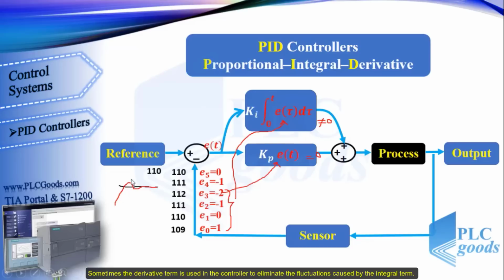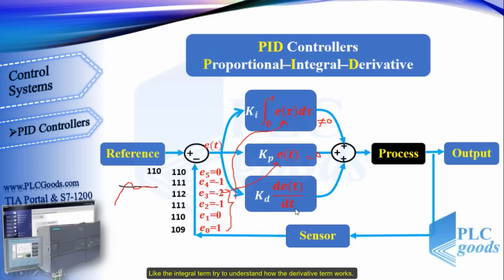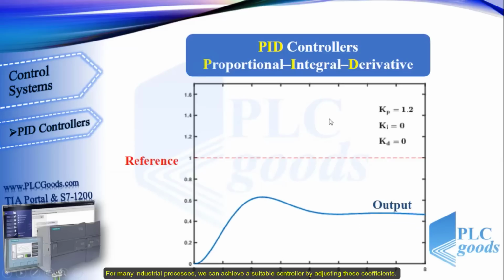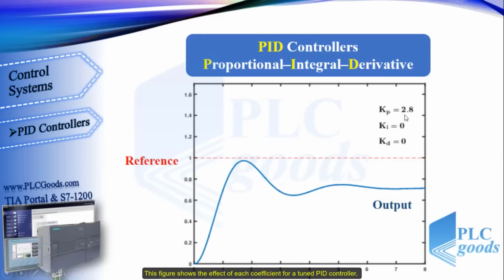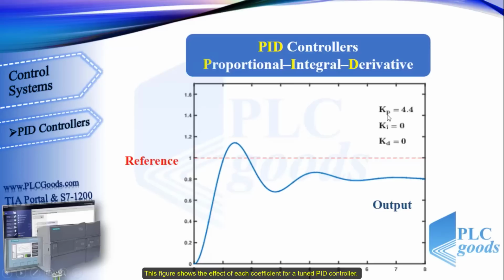Sometimes the derivative term is used in the controller to eliminate the fluctuations caused by the integral term. Like the integral term, try to understand how the derivative term works. For many industrial processes, we can achieve a suitable controller by adjusting these coefficients. This figure shows the effect of each coefficient for a tuned PID controller.